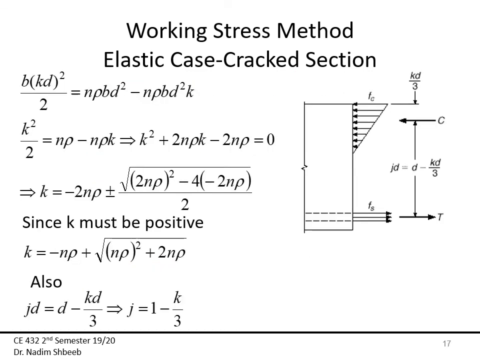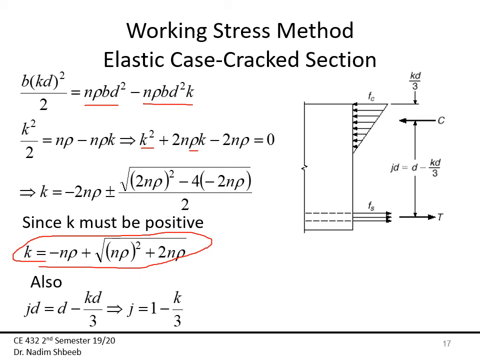Now I'm going in and replacing the area of steel with rho B D, and in doing so, this is what I'm getting, reorganizing everything in terms of K and rho. Then I will find K equal to minus 2n rho plus or minus the square root of (2n rho) squared minus 4 times minus 2n rho, all over 2. And since K is always a positive ratio, this is the value that I'll be concerned about.